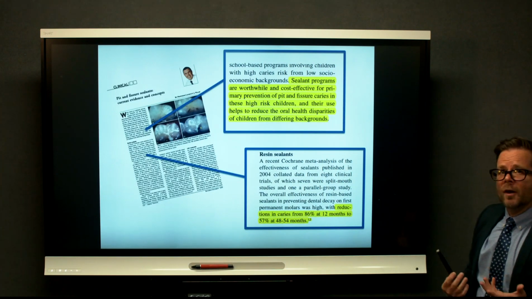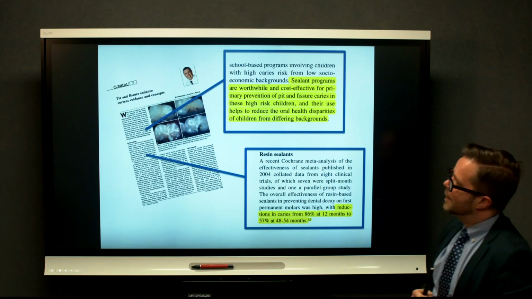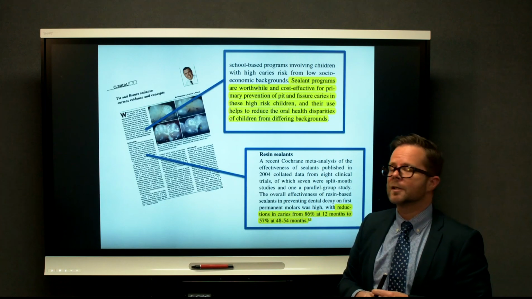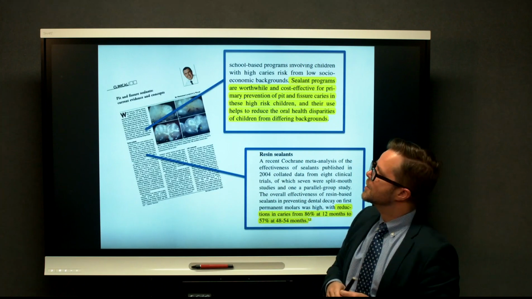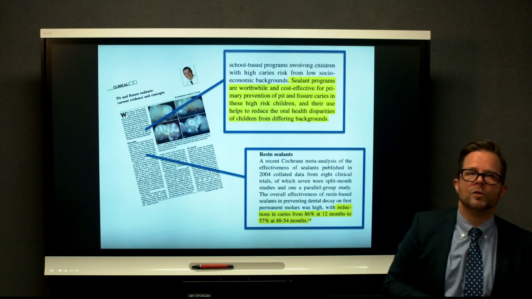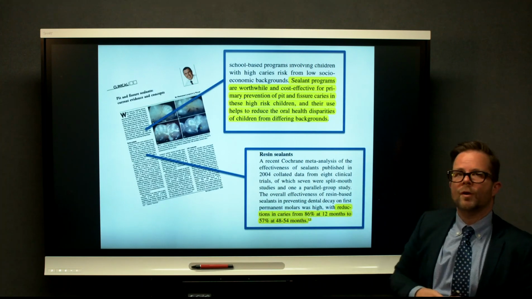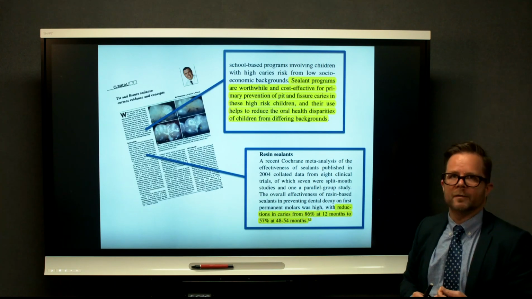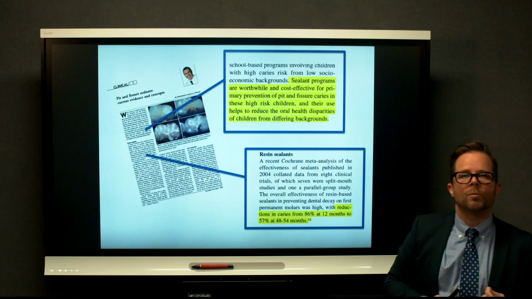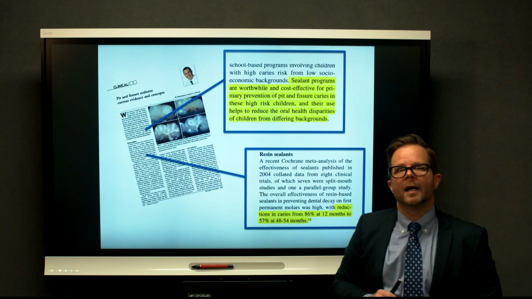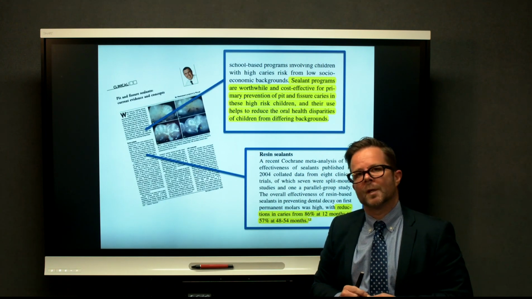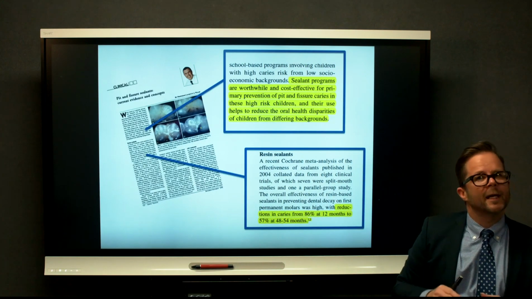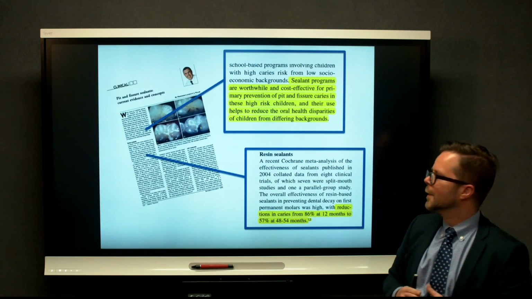Now, we know that there is significant protection offered by pit and fissure sealants. The literature, such as this review here by Professor Lawrence Walsh, shows that fissure sealant programs are effective, worthwhile, and actually cost effective in reducing or preventing dental decay in high-risk children. So they are very effective in reducing dental decay in a cost-effective way.